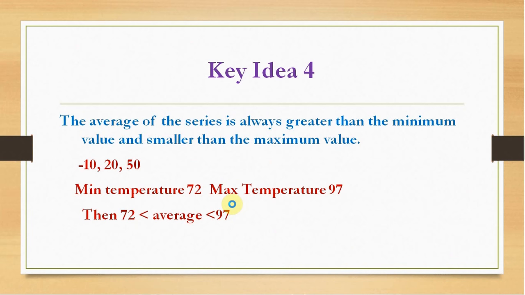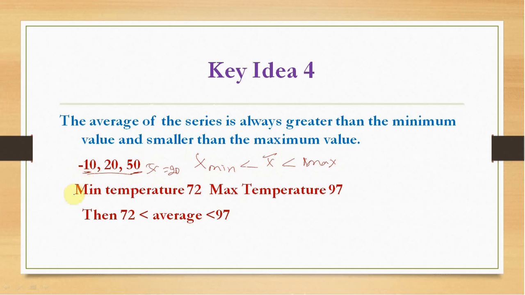So now we move to key idea 4. It simply tells that the average will always remain between the maximum and minimum value. So we can write this way: x minimum is always less than average of x is always less than x maximum. So for example, the 3 observations are negative 10, 20 and 50. Its average is 20. So the average value is greater than the minimum value and less than the maximum value, and this is always true.